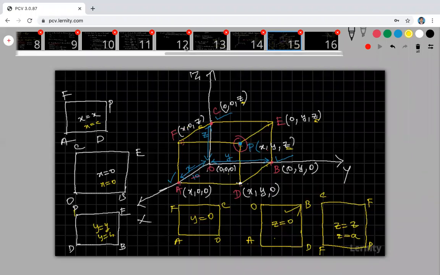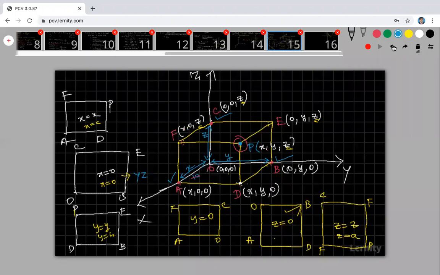And another important point, your x is equal to 0, that plane is called the yz plane. Students, please note down, if your x is equal to 0, that plane is called the yz plane. Your y is equal to 0, that plane is called my xz plane. Yes, any one of you please tell me the z equal to 0 name, the plane equation. Z equal to 0 plane.